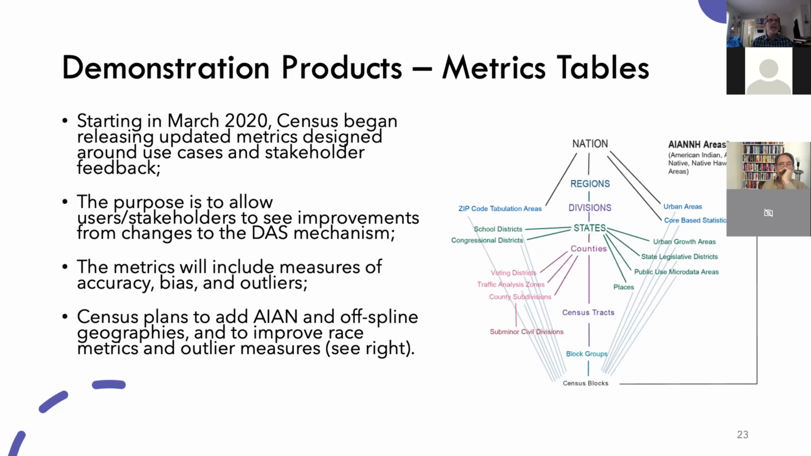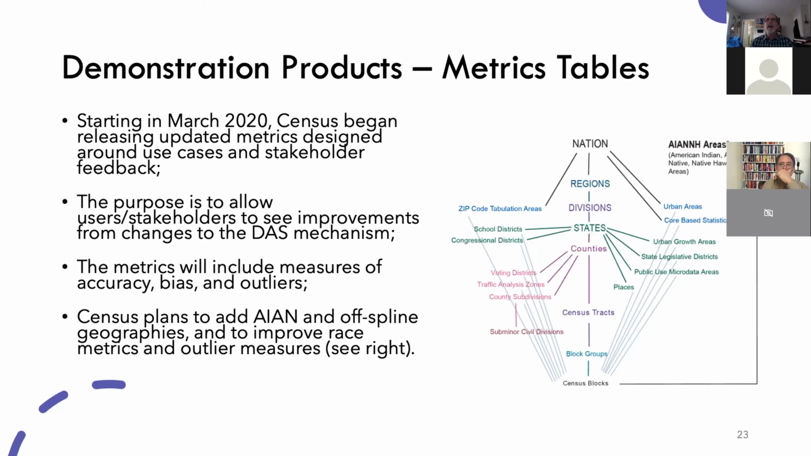And finally, the Census Bureau plans to add American Indian and Alaska Native, as well as off-spline geographies, to its processing and to improve race metrics and other outlier measurements. So again, the graphic there on the right shows the spline of the major geographies that Census Bureau uses, as well as some of the off-spline measurements.